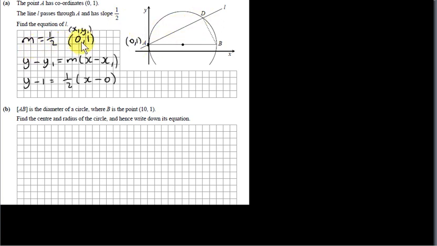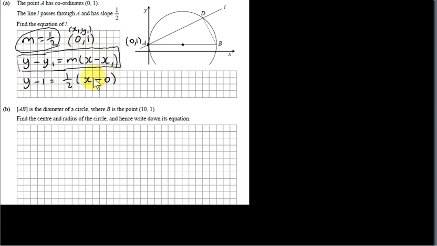So we need two things for the equation of a line. We need the slope of the line, which is denoted by the letter m, and we need one point on the line. Well, we have the point 0, 1. We label that point x1, y1. Then we write down a formula for the equation of a line. This is sometimes known as the point slope formula, because you need a point on the line and you need the slope. So we plug in a half for m. For y1 we plug in 1. For x1 we plug in 0. So we get this here.